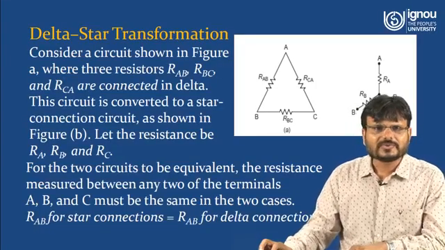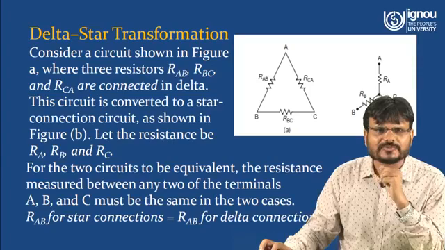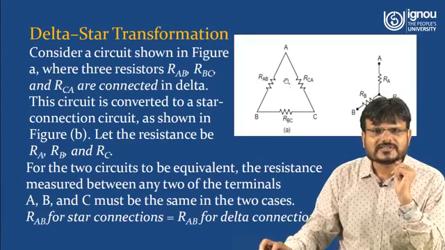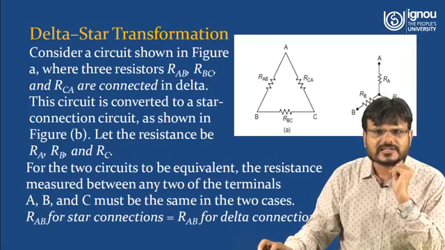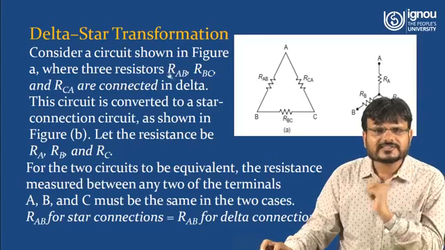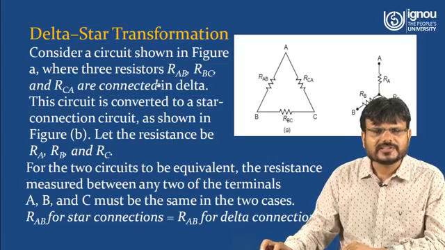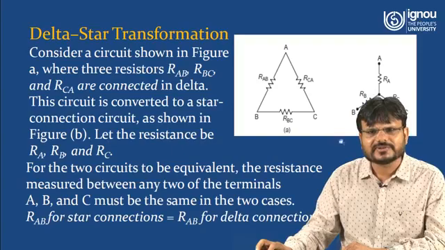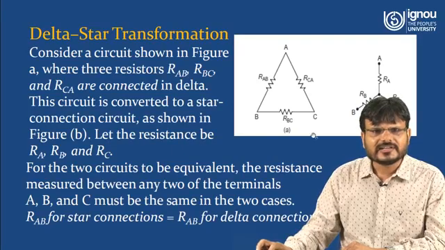Now we have to discuss the delta star transformation. Here you can see this is a delta connection and this is a star connection. Considering a circuit shown in the figure where three resistors RAB, RBC and RCA are connected in delta, this circuit is converted to a star connection circuit as shown in figure B. Let the resistances in the star be denoted RA, RB and RC.